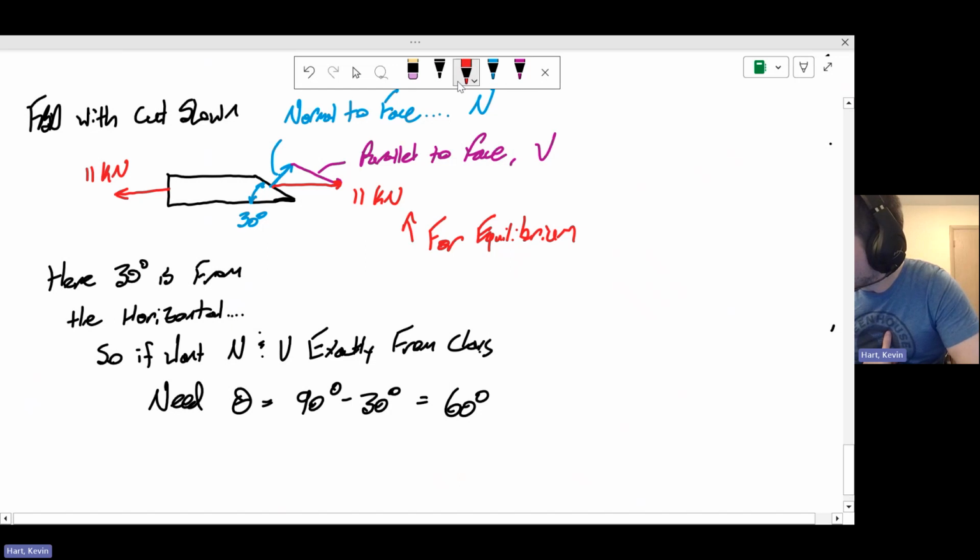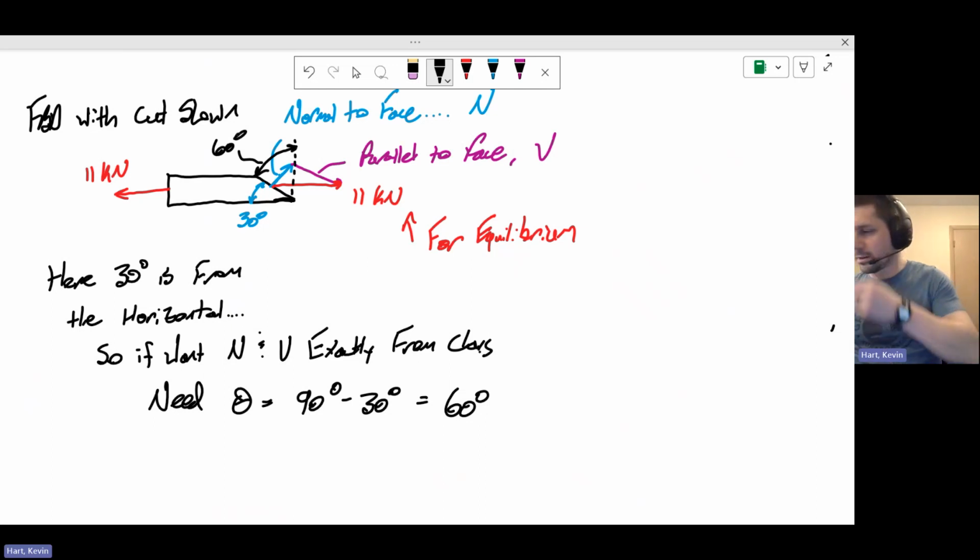And that actually is kind of running out of colors here, but that is this angle here, 60 degrees. All right, so that's the angle from the vertical, which is how I defined everything in class today, with that angle from the vertical. All right.